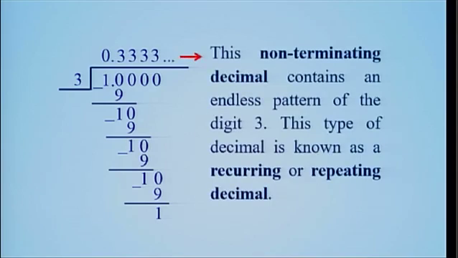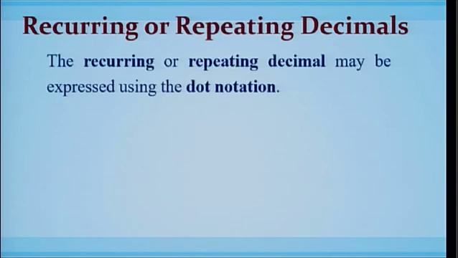You will see that, again, this is a non-terminating decimal, but you're going to notice that the number 3 repeats itself. We have 0.3333, and so on. So we call such type of decimal numbers recurring or repeating decimal numbers. This recurring or repeating decimal number may be expressed in dot notation.